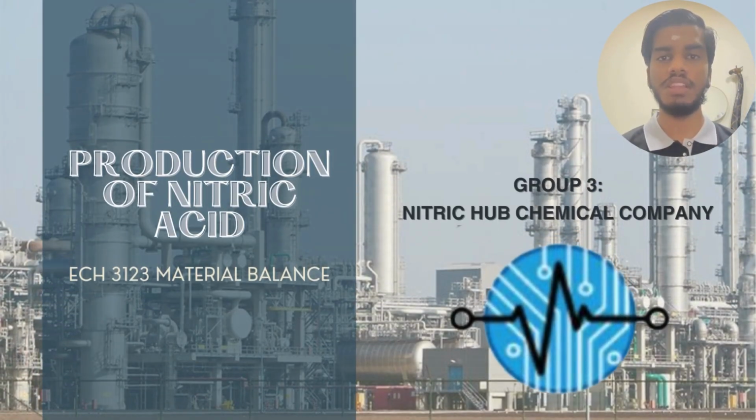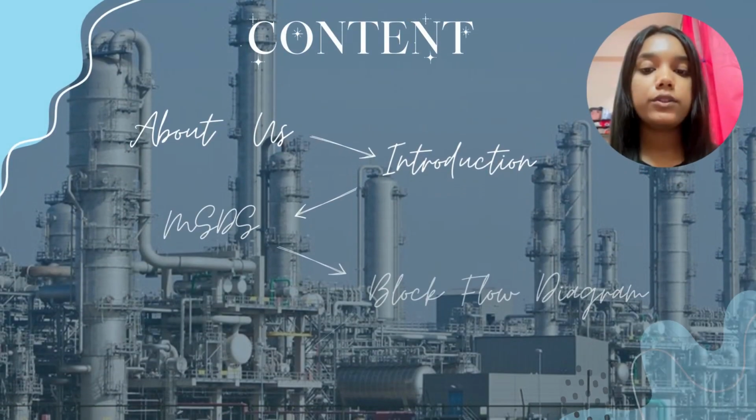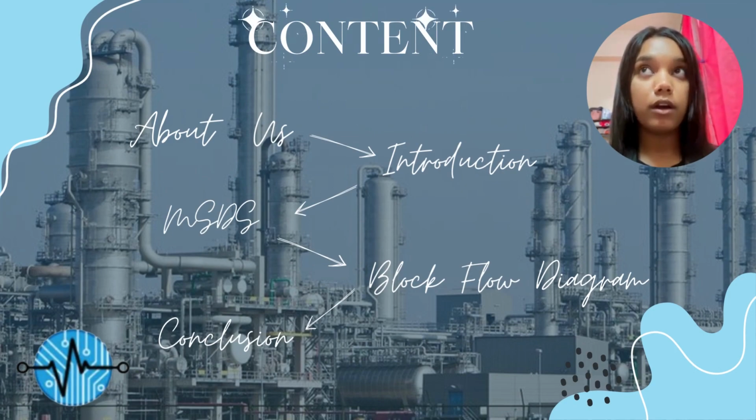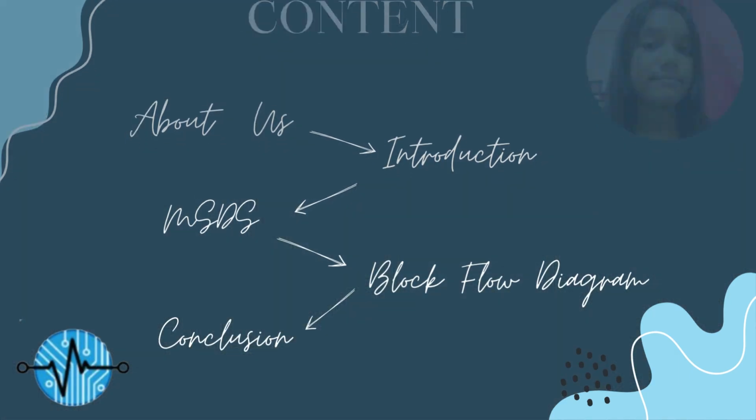We are from Group T, the company Nitric Hub, here today to explain our material balance project, which is on the production of nitric acid. Next we will talk about the content. First is about us, and next is the introduction, then the material safety data sheet, followed by the block flow diagram and the conclusion.